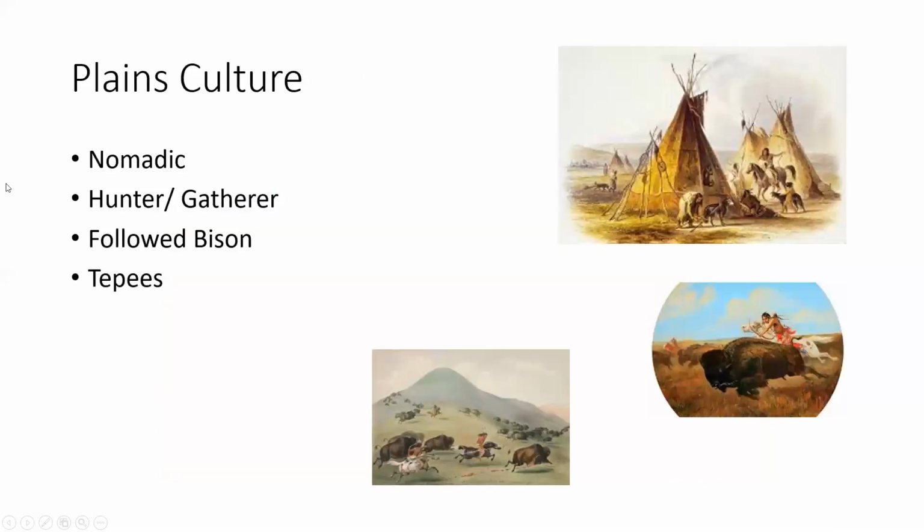Okay, so the Plains culture. So these Native Americans, again located in the northern plains, were nomadic. They moved. So their houses had to be able to be built quickly and taken down. They were nomadic hunter-gatherers. They followed bison, and what they lived in was teepees. So here's a quick little video that talks about how they lived.